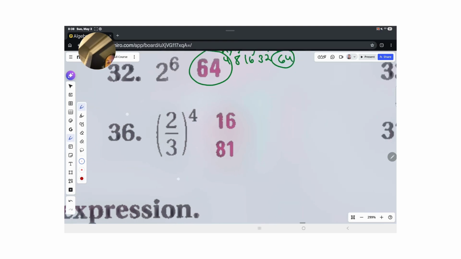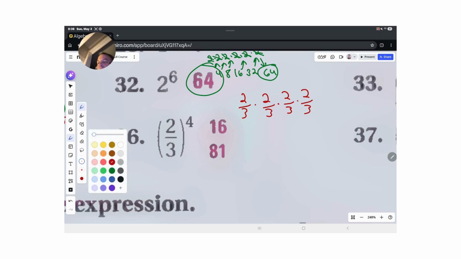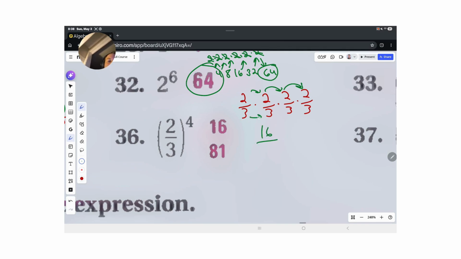Same for 36. We'll multiply that fraction by itself 4 times. 2/3 times 2/3 times 2/3 times 2/3. 2 times 2 is 4, times 2 is 8, times 2 is 16. 3 times 3 is 9, times 3 is 27, times 3 is 81. 16 over 81 is correct.